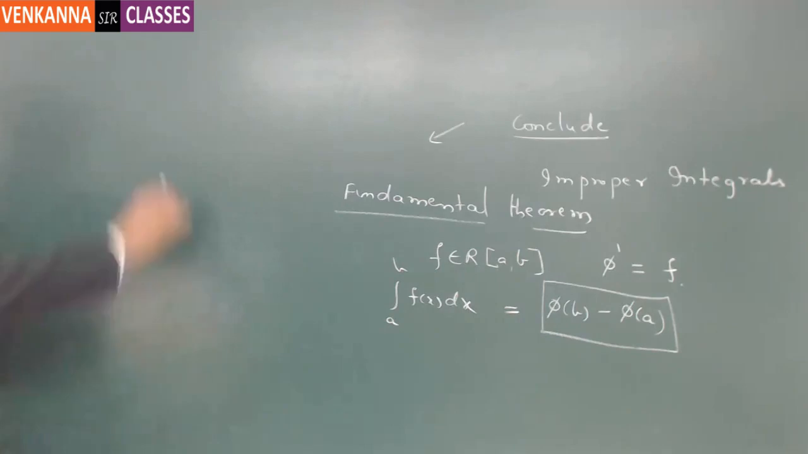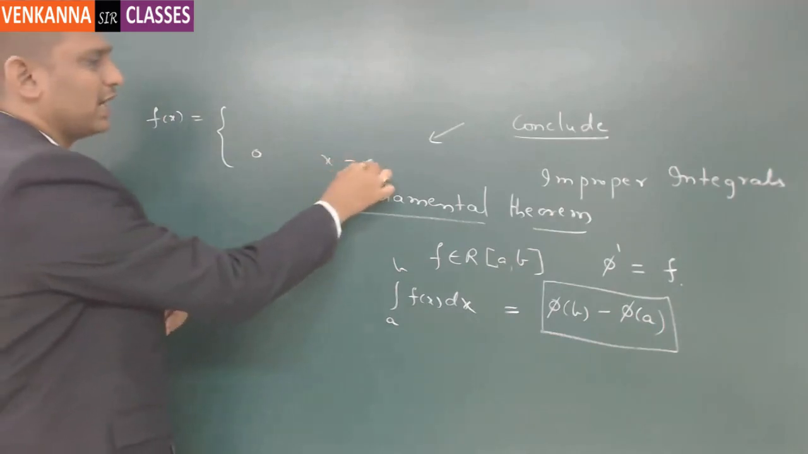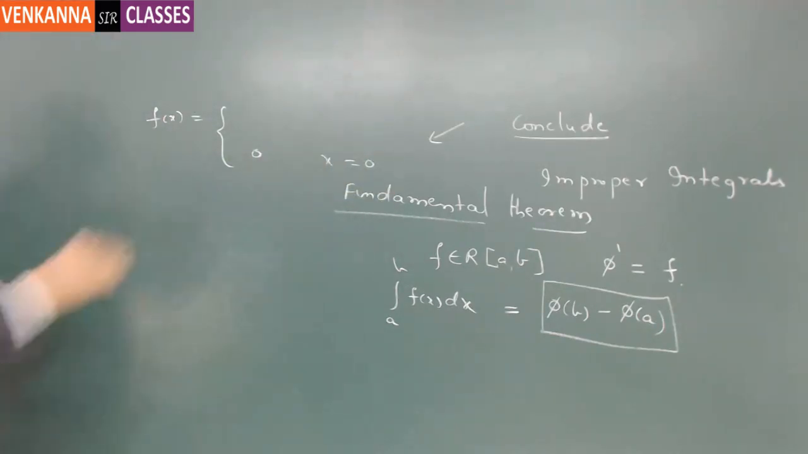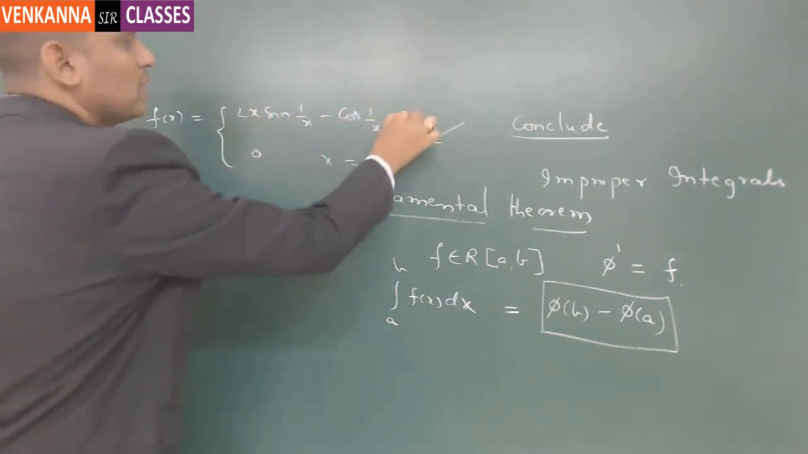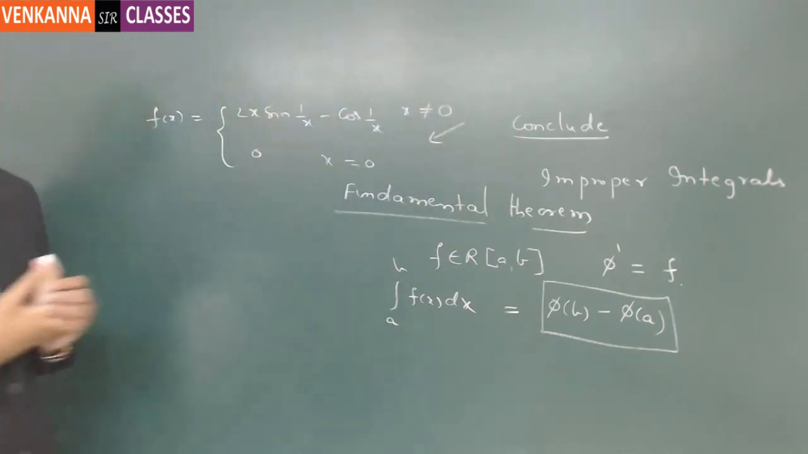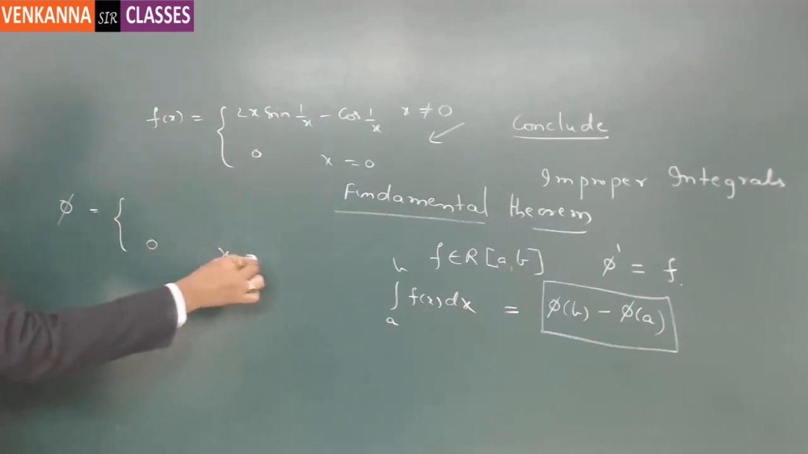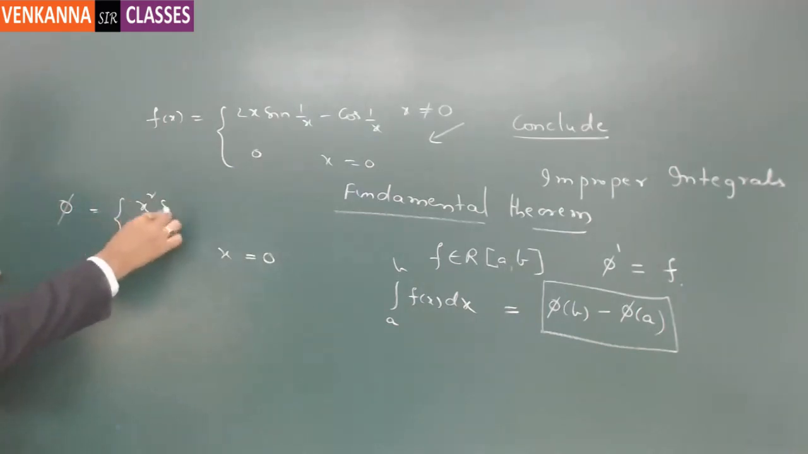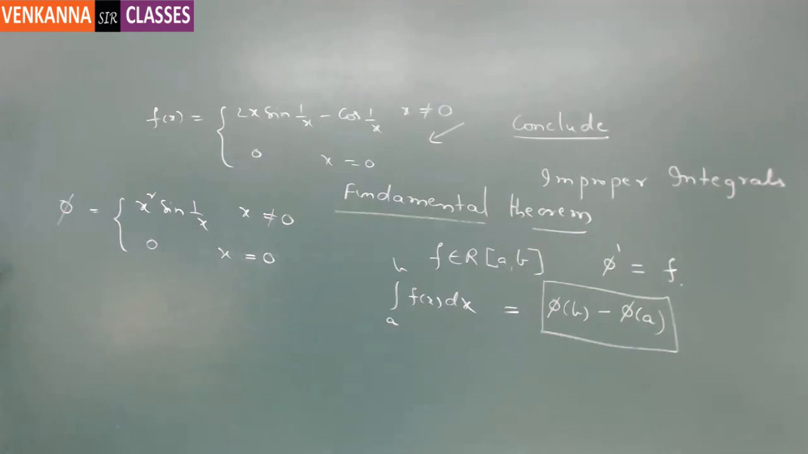Suppose you define the function f(x) as 0 for x equal to 0, and 2x sin(1/x) minus cos(1/x) for x not equal to 0. Now what happens if you define the function phi as 0 for x equal to 0 and x squared sin(1/x) for x not equal to 0? Now if you consider the derivative of phi, it is nothing but f.